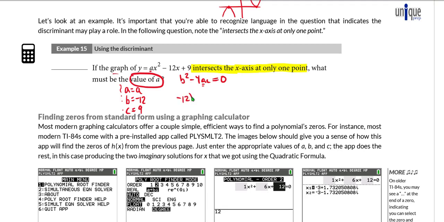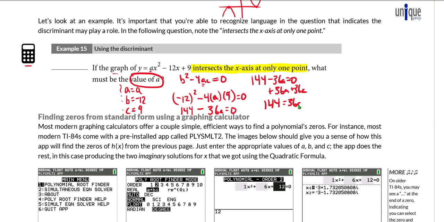So what we're going to do is b squared, which is -12 squared, minus 4a. I don't know what a is, so I'm just going to leave a as an a. C is 9. So -12 squared. I can use my calculator here, but I do know that the square of 12 is 144, minus 4 times 9 is 36, so that's 36a. Remember, that all has to equal 0, so this is 144 minus 36a equals 0. Adding 36a to both sides, I get 144 equals 36a.